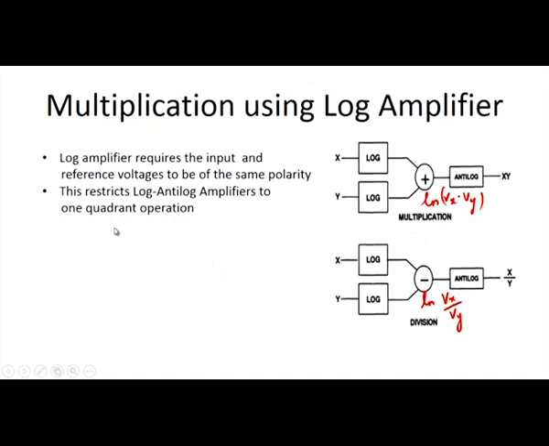This restricts the amplifiers to one quadrant operation. Why? Because the signals must be of the same polarity for log anti-log amplification. The input as well as the reference voltage must be of the same polarity for the log. So if you use a log anti-log amplifier for multiplication as well as division, it is restricted to single quadrant operation. Next, we will see the applications of the analog multiplier.